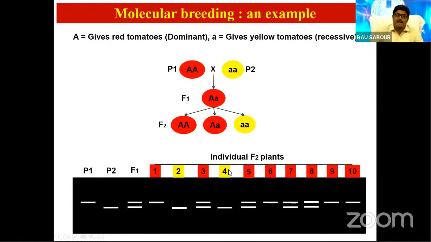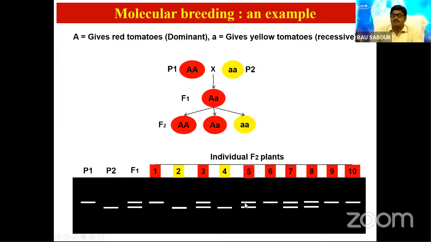Now, the added advantage is you see that plant number 2 and plant number 4 are homozygous. They are not having any gene like the parent 1. This band is absent. So in the filial generations, in F3 or F4 or further advanced generation, they are all going to be true breeding lines. Always I will be getting only yellow fruited lines.